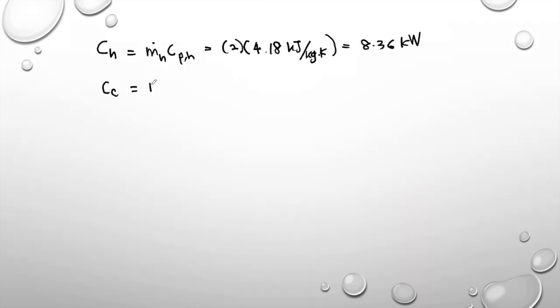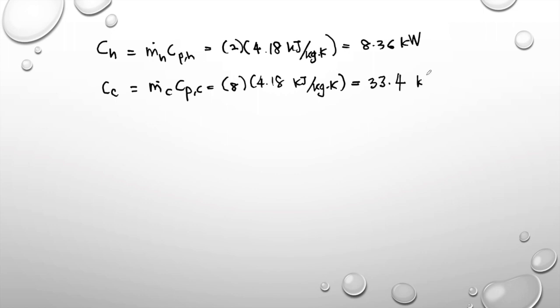Now, for the cold water, m dot cold times CP cold, we have 8 times 4.18 kilojoule per kilogram Kelvin. So you will get this value is about 33.4 kilowatt per Kelvin. Okay, this is kilowatt per Kelvin. So from these two values, we have to compare which of these two values has the minimum value. So from here, we know that 8.36 has the minimum value.